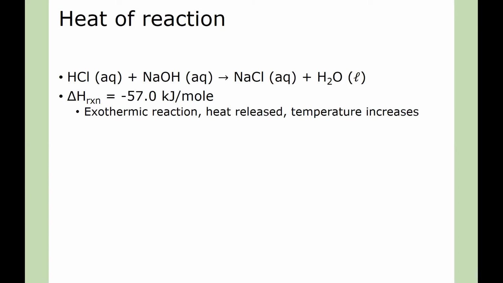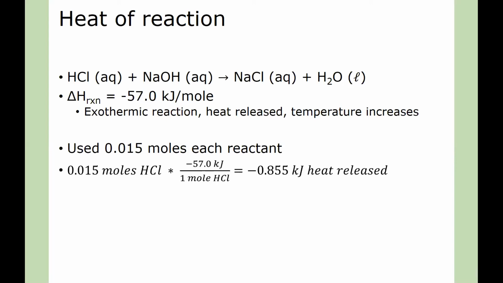When I combined HCl and NaOH, I really didn't use too much, just about 0.015 moles of each. And when I calculate with that, that gives 0.0855 kilojoules of heat were released. This may not seem like a lot, less than 1 kilojoule, but it was enough to raise the temperature by over 25 degrees Fahrenheit. It caused that beaker to get very hot. This reaction is a very exothermic reaction, producing a lot of heat.